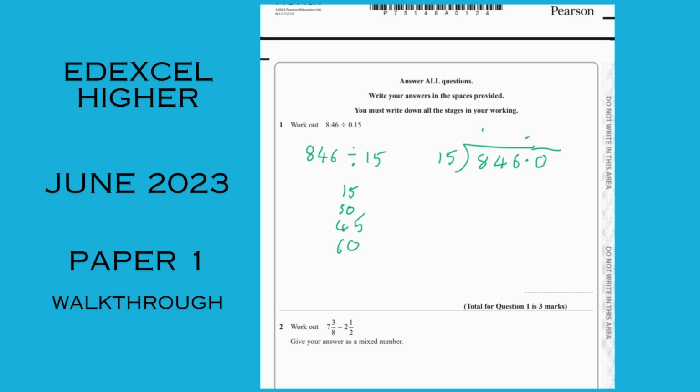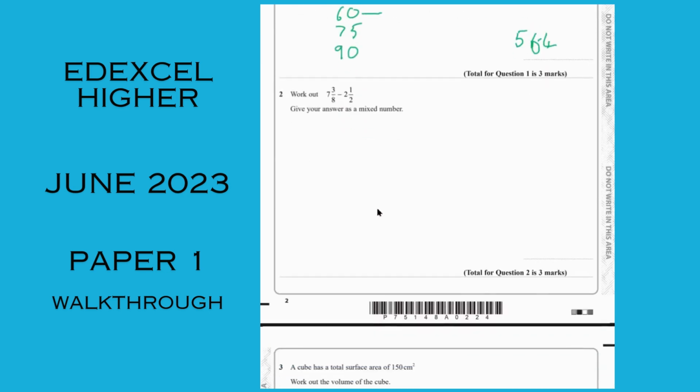Here we go. 15 into 8. Nope. 15 into 84. Oh, we need another one. So 5 15s are 75. Count on from 75 to 84. Remainder 9. We need to add another 15 on. Add 10. Add 5. 15s into 96 goes 6 15s and 90. We have a remainder of 6. And there we go. In it goes. 15s into 60. 4 times. Job done.